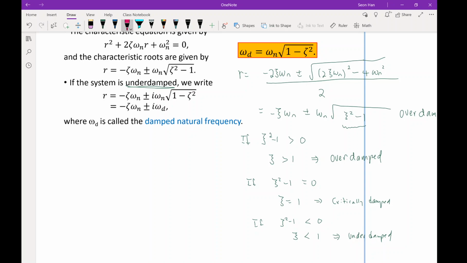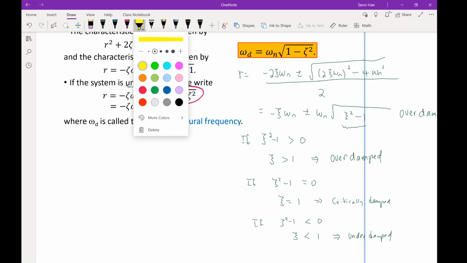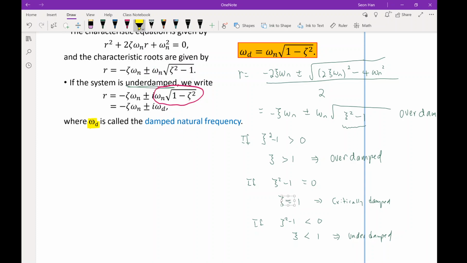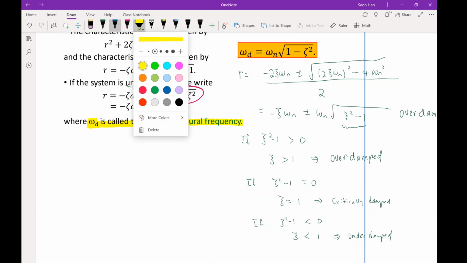So when you have an underdamped system, we're going to call this omega n times square root of 1 minus zeta squared. That's the frequency, and we're going to call that omega d. That's called the damped natural frequency. Let me highlight this. Unfortunately, it's one of those things you're going to have to memorize.